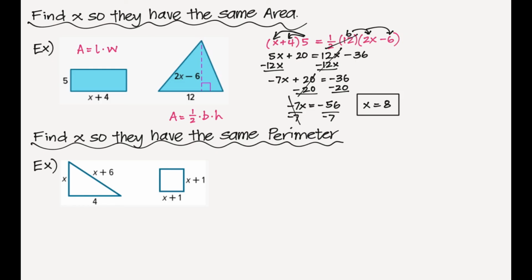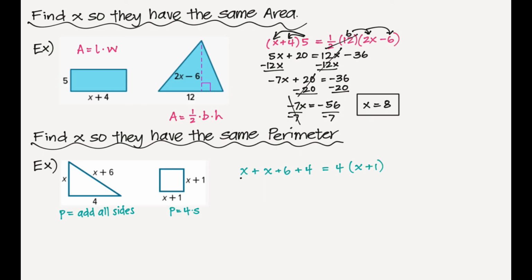Find x so that they have the same perimeter. So this time I want the perimeter of a triangle, which is just adding up all three sides, to be equal to the perimeter of a square, which is just 4 times the side length. So now we can go ahead and write these out. X plus 6 plus 4 is equal to 4 times the side length, which is x plus 1.